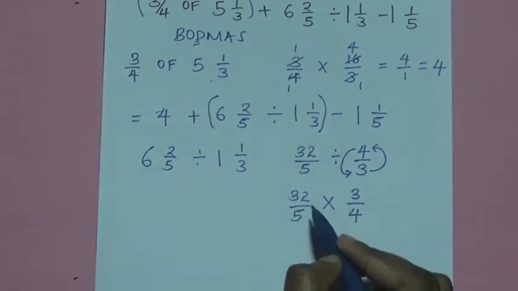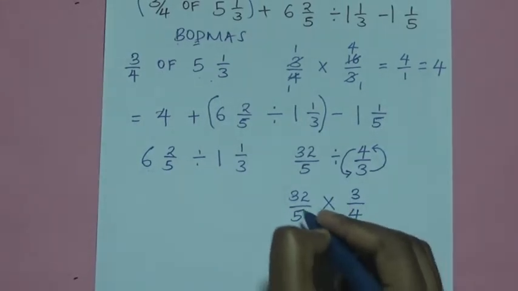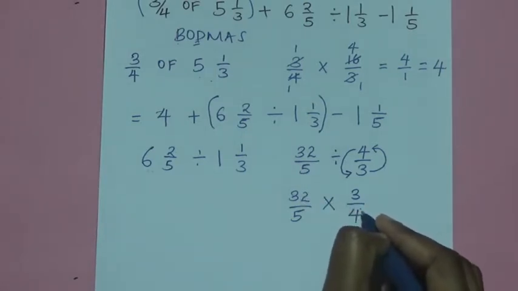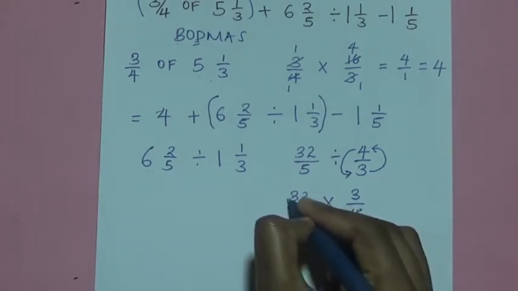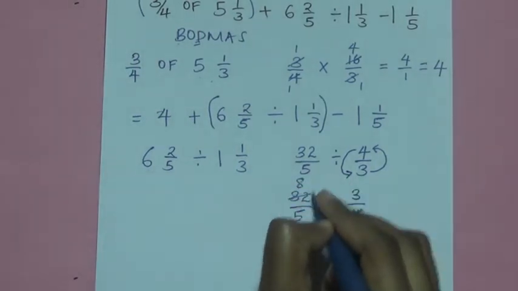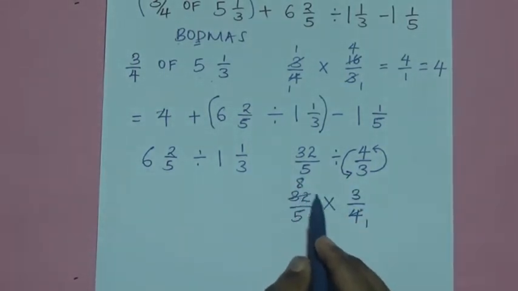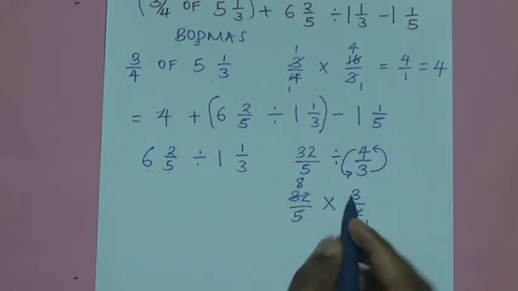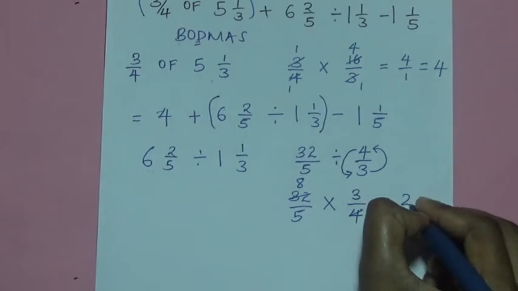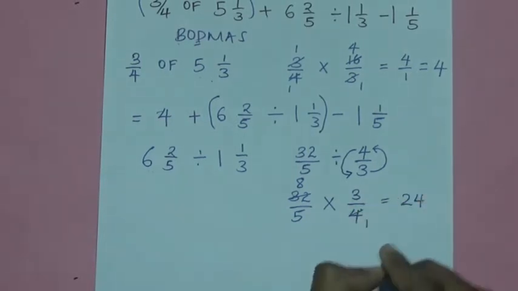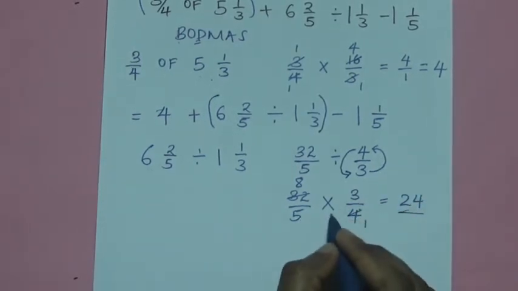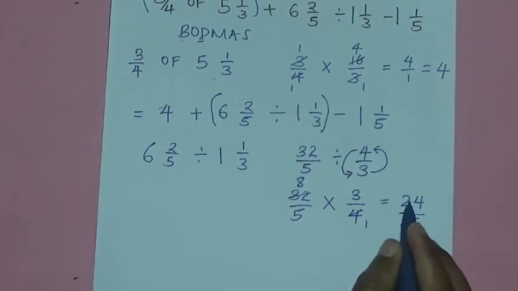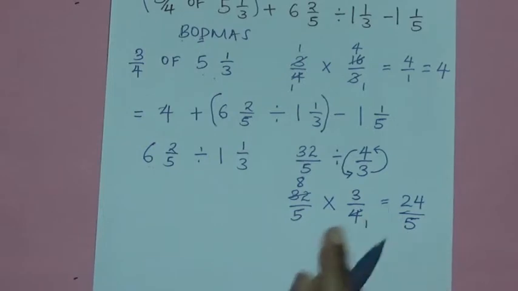And then we can simplify this. We can cancel 4 and 32, they can cancel out. 4 by 4, 1, 32 by 4, 8. And then we cannot simplify further. So it will be 8 multiplied by 3, you get 24 over 5 multiplied by 1 is 5. So you have 24 over 5.